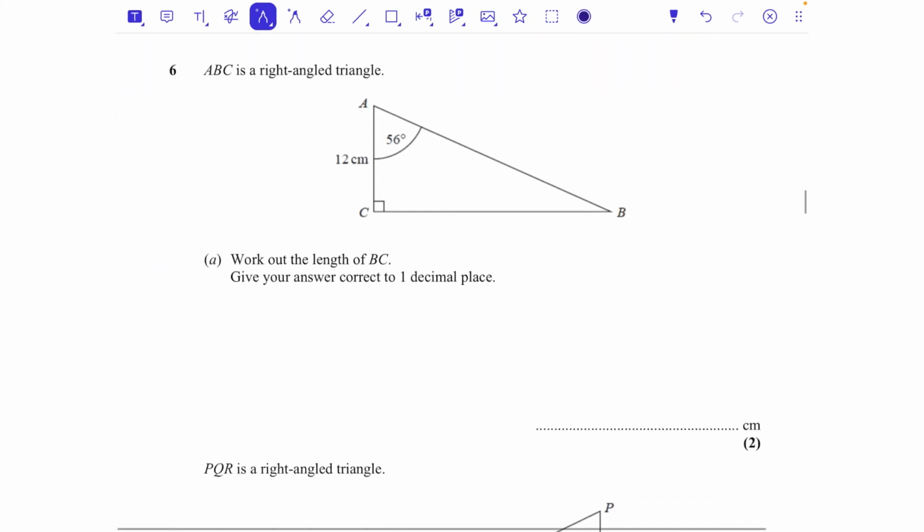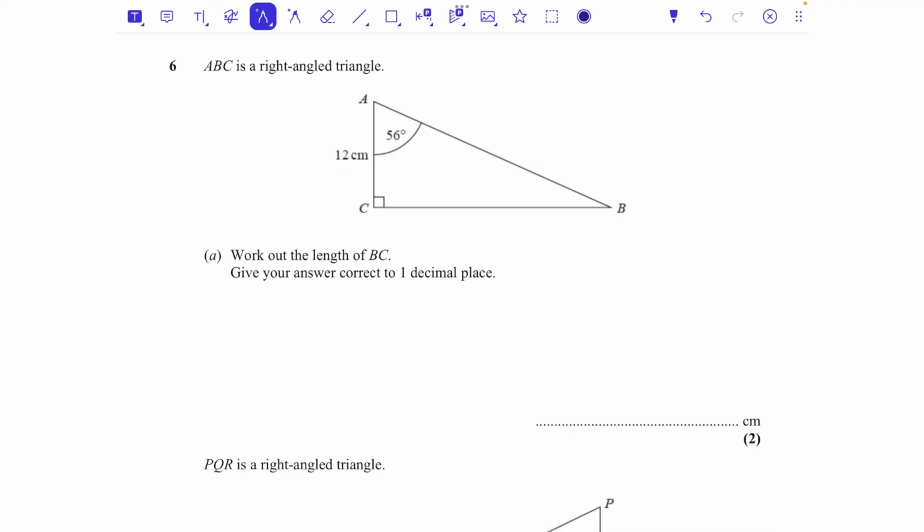Okay, question number 6. ABC is a right-angled triangle, and this is immediately giving me SOHCAHTOA vibes. It's a right-angled triangle. We've got an angle involved, and we're finding out a missing side here. So we want BC, which is this one over here. First thing we're going to do for SOHCAHTOA, SOH, CAH, and TOA, is to label our sides. So always, wherever the right angle is, here, you're going to go over, and that is your hypotenuse.